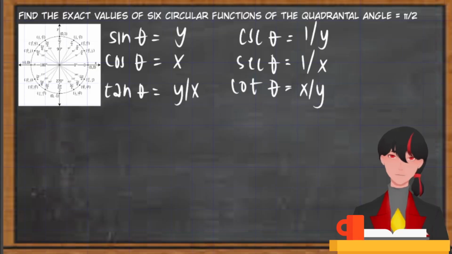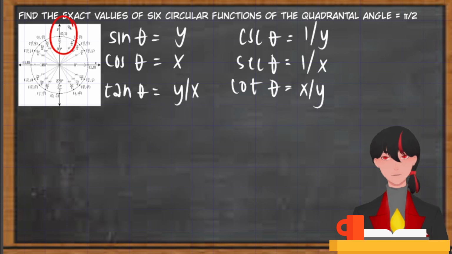So, our first problem would be to try and find the exact values of the 6 circular functions of the quadrantal angle pi over 2. Now, our first step would be trying to find pi over 2 in the unit circle. So, where is pi over 2? It's right here. So, what's its coordinate? Its coordinate would be 0, 1. Now, this would be our x value and this would be our y value.